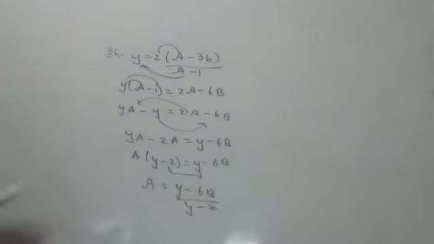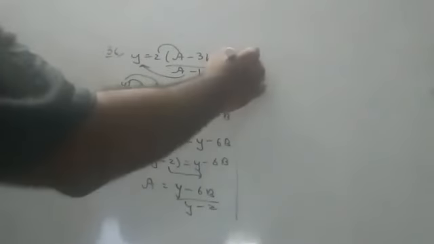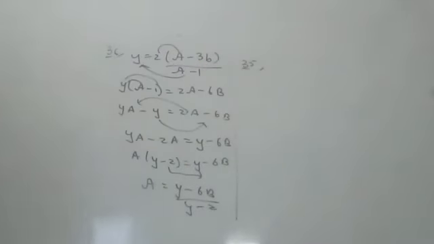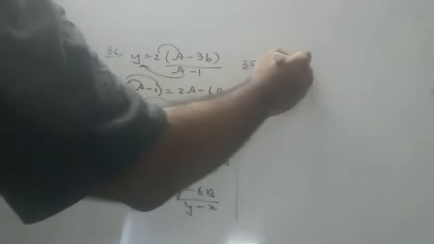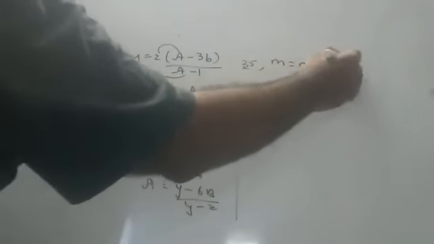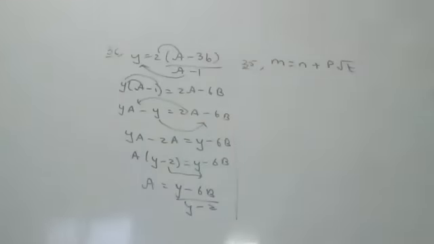Next one, children, 35th question. I'm coming in reverse. 35th question. I want t as the subject. M is equal to n plus p root t. Okay, children, if you ever understand the sums, they will be very, very good sums. These are very, very good sums.